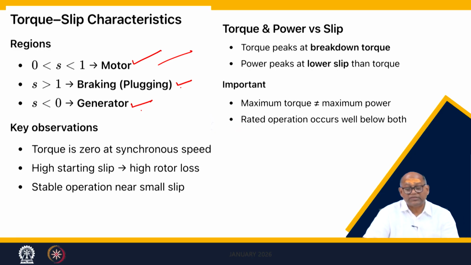Sometimes we use induction generators, we will not talk about it. In windmills, we use gears and run induction generators, so that they can feed power back. This is one more topic which we will not discuss much, but you can learn it yourself. So, this is motoring, braking and generating. These are the 3 regions.